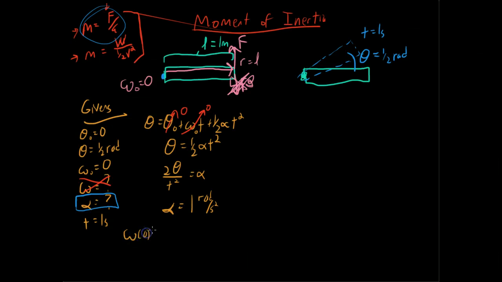So omega of 0 is 0. Omega of 1 is 1 radian per second. Omega of 2 is 2 radians per second, and so on. So this is just the pattern that this is indicating to us. Now what we can do then is, let's do some comparisons. Let's say that we have this door, and we apply a force of 10 newtons, where our r is equal to 1 meter, and we get out an angular acceleration of 1 radian per second squared.